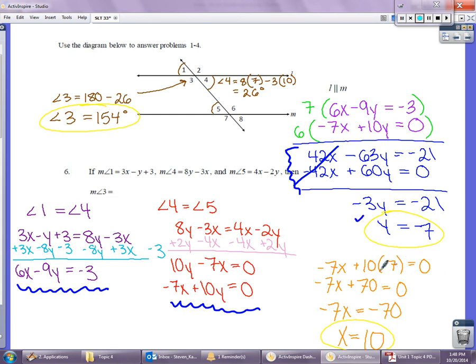Once you get y, you can plug it back into one of the equations and solve for x. You get x equals 10. Once you get the x and the y, you can plug them back into any of the equations. So angle 4 would be, instead of 8 times y minus 3x, I did 8 times 7 minus 3 times 10, because that's x and y now. You get 26 degrees, and angle 3 is supplementary to the 26 degrees, and you get 154.